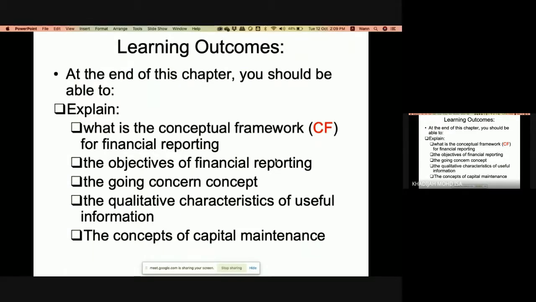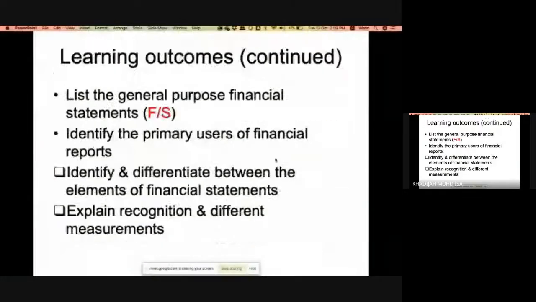Because when you talk about financial statements, normally you only look at the numbers, right? But we are looking at the qualitative, not the numbers, but the quality of the information. And that information should be useful information. All right, and then finally we look into the concept of capital maintenance. So these are the things that you're going to look into in chapter 2.